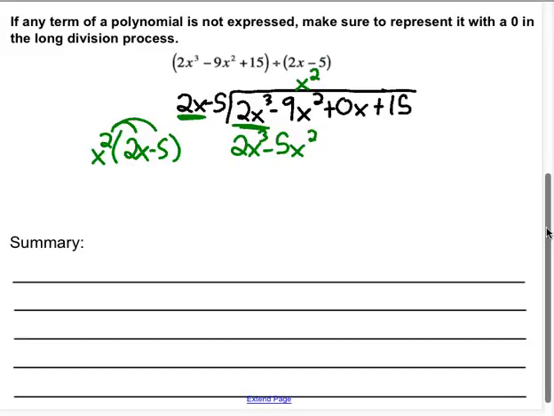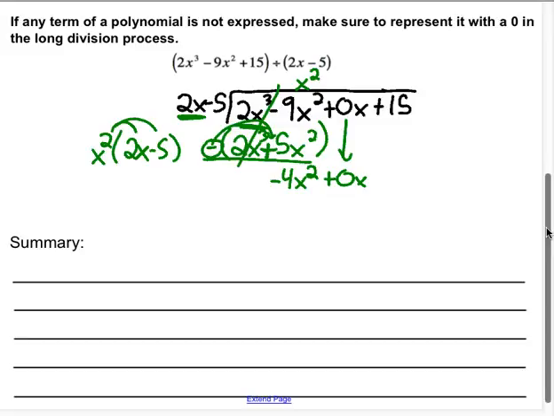Once I see what I've got, now I want to see how close I am. That first thing should always cancel, right? Negative 9x squared minus a negative 5x squared. Remember that is going to change that to a plus. Negative 9x squared plus 5x squared is a negative 4x squared, plus that 0x. Still pull that down.